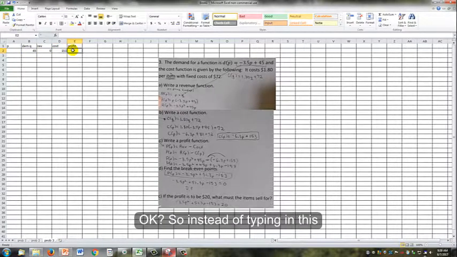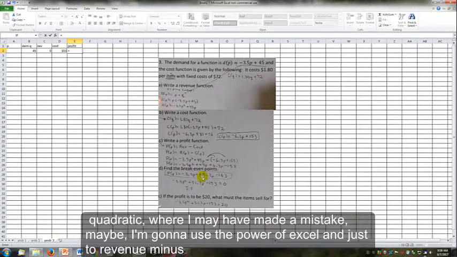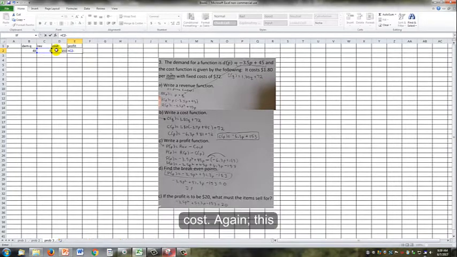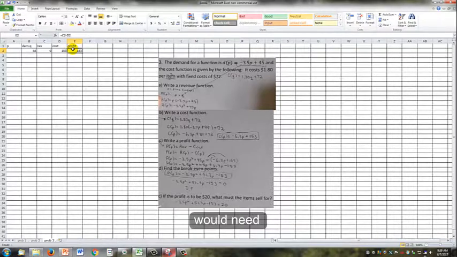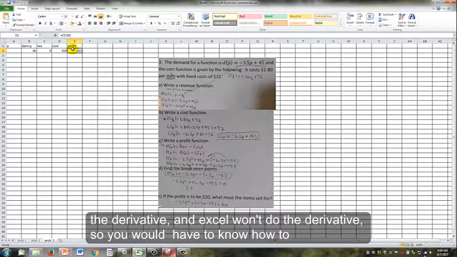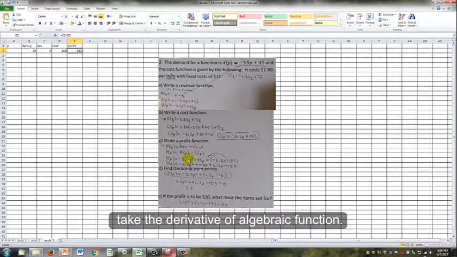Okay, so instead of typing in this quadratic where I may have made a mistake, I'm going to use the power of Excel and just do revenue minus cost. Again, this is tricky for you, I know, because you don't know what's coming. But if this were a Unit 2 question and it said, what's the maximum profit, then you would need the derivative, and Excel won't do the derivative.